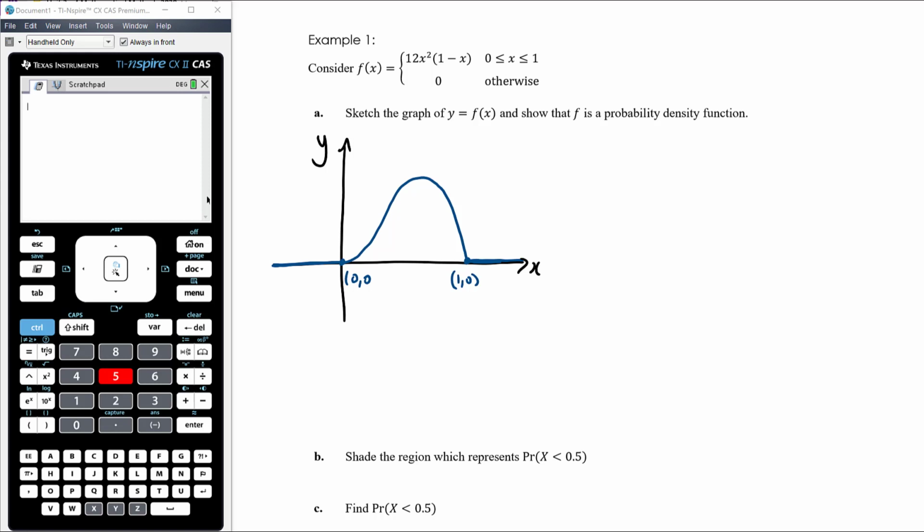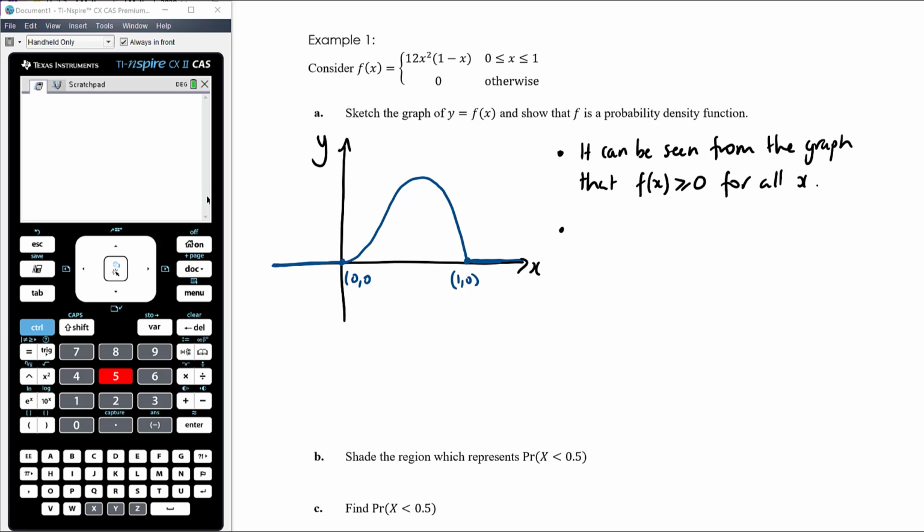Okay, so the first thing that's clear is that it can be seen from the graph that f of x is bigger than or equal to 0 for all x. Okay, so that's the first condition for a probability density function. And the second condition is that the total area has to be 1.